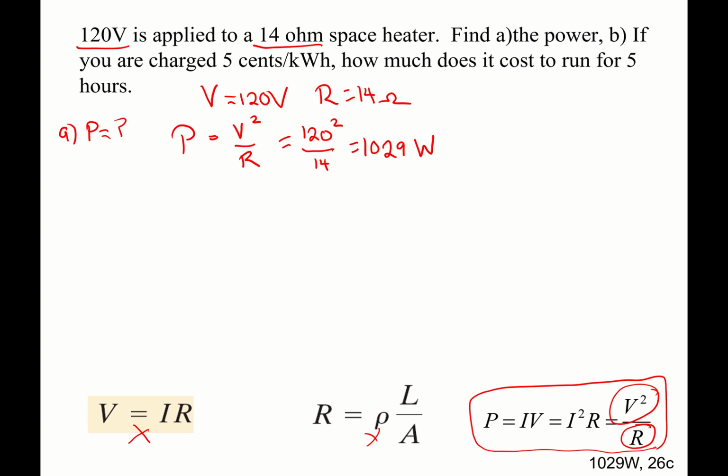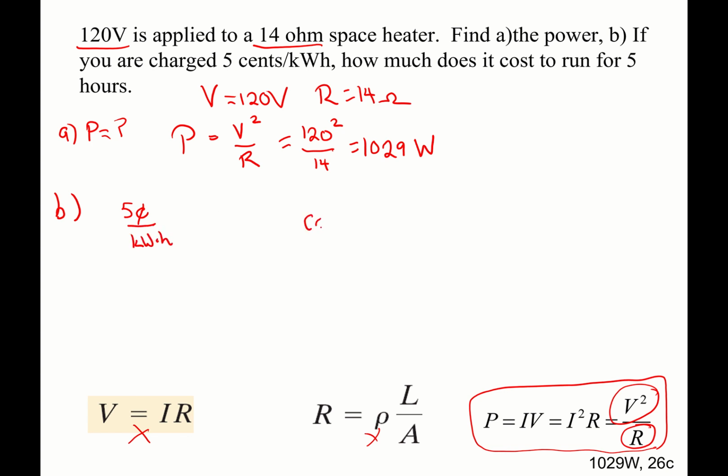Part B says, if you're charged 5 cents per kilowatt hour, how much does it cost to run for 5 hours? So let's think about that. So I've got 5 cents per kilowatt hour. I want to find the total cost.